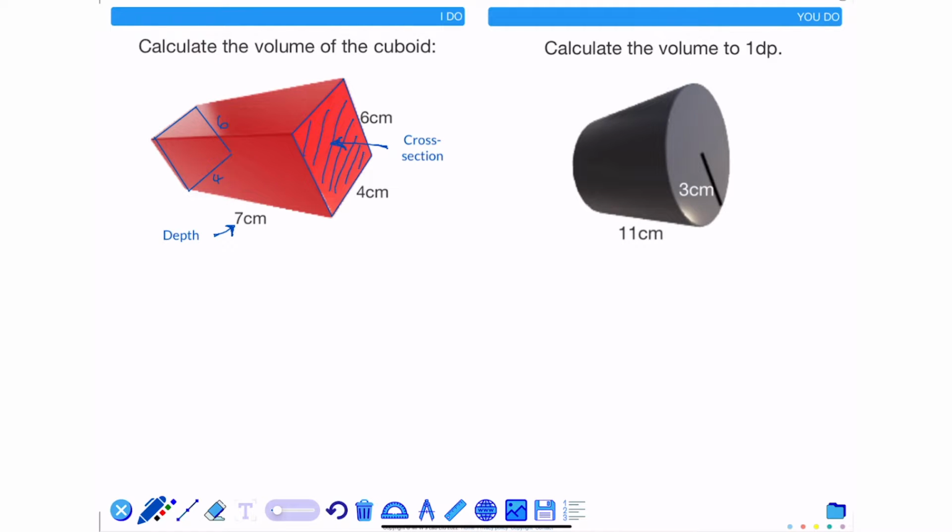To calculate the volume of a shape like this, we find the area of the cross-section and multiply it by the depth.